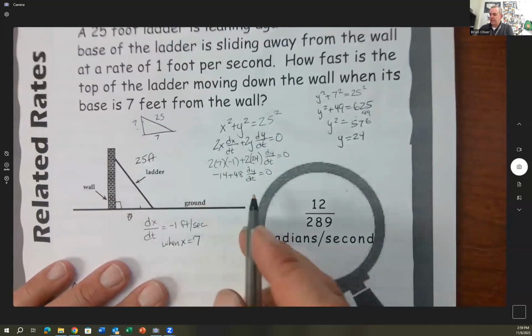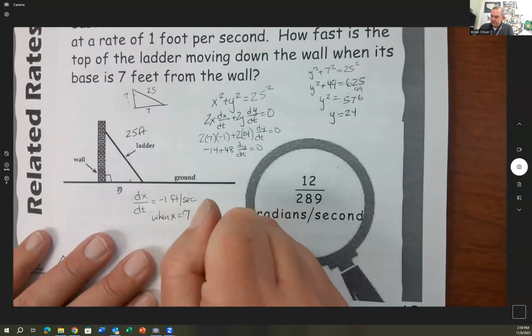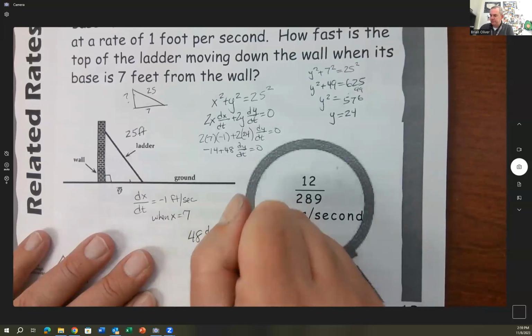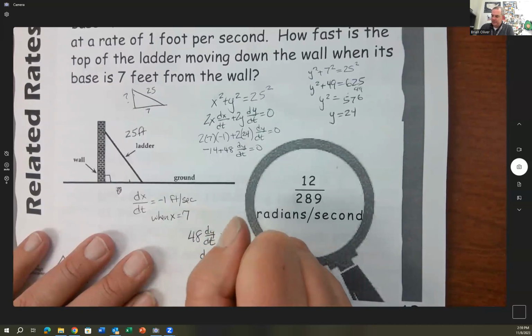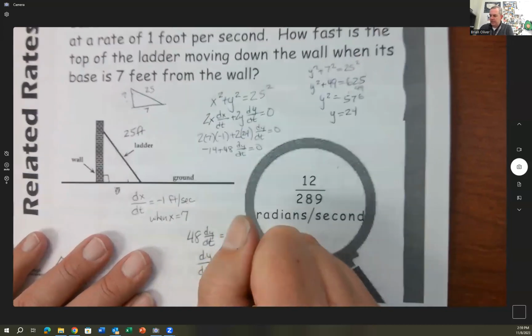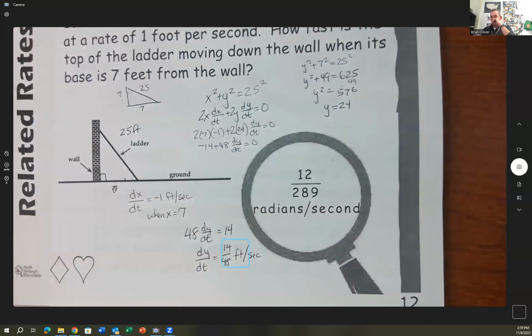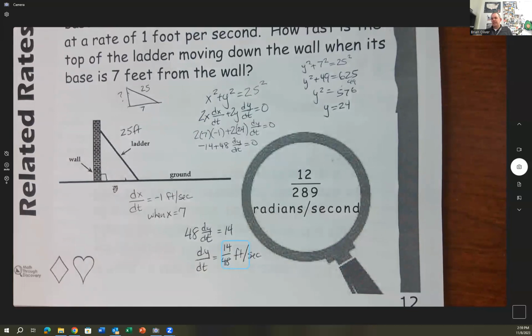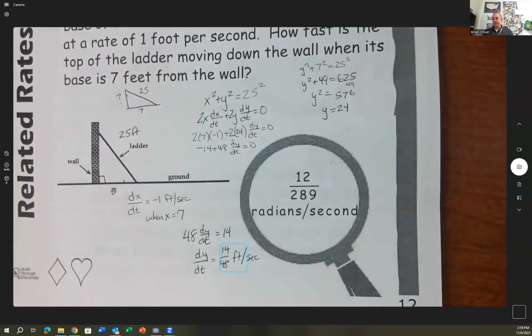I'm going to add 14 to both sides. So I'll slide down here. I'm going to find out that 48 dy/dt equals 14. I'm going to divide both sides by 48. So dy/dt equals 14 over 48 feet per second. So again, that's telling me how fast the top of the ladder is moving down the wall. It's moving down the wall at a rate of 14 over 48 feet per second. Okay, so that's that one.